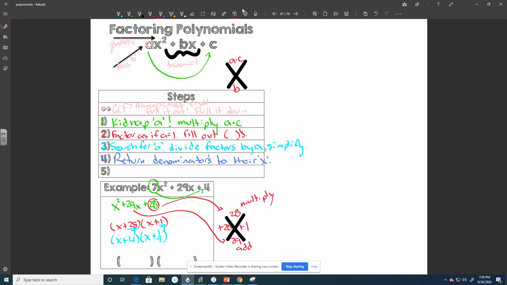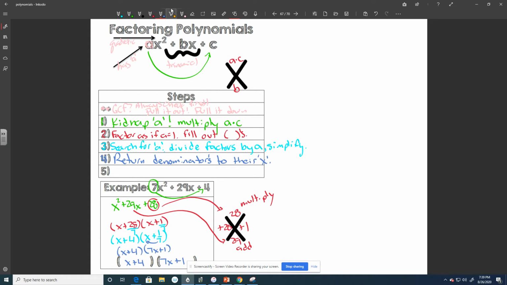So this denominator right here, I'm going to return it to the x. So I'm going to end up with x plus 4. And instead of this 7 down here, I'm going to return it up to the x, 7x plus 1. Now I have my answers, x plus 4. And that 7 that I kidnapped is returned. It's back in here in front of the x, okay?